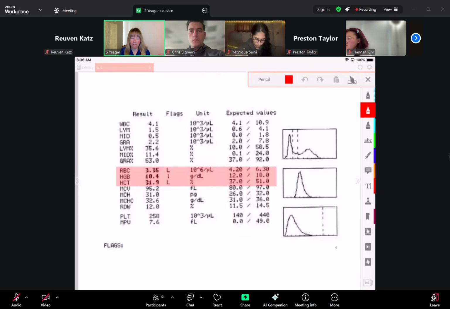Here we just have red blood cells are down, hemoglobin, hematocrit, but the MCV is normal, the MCH is normal. So if you had to give this CBC a diagnosis, like if you had to describe it, how would you do so? We'll just use the highlighter. I think that's better. Chris, you got it. Normocytic, normochromic.